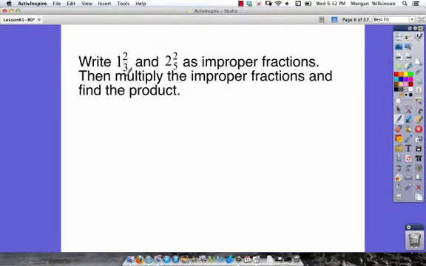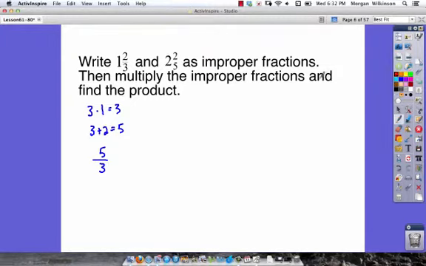Okay, what we want to do next is write 1 2/3 and 2 2/5, there's a fraction bar there, as improper fractions. Then multiply the improper fractions and find the product. So 1 2/3. Well, we have 3 times 1, that's 3. And then we're going to say 3 plus 2, that's 5. And we put that over our original denominator of 3. So we get 5/3.